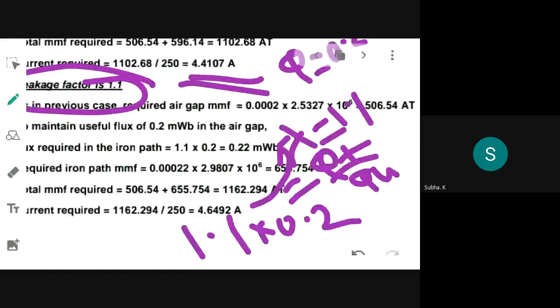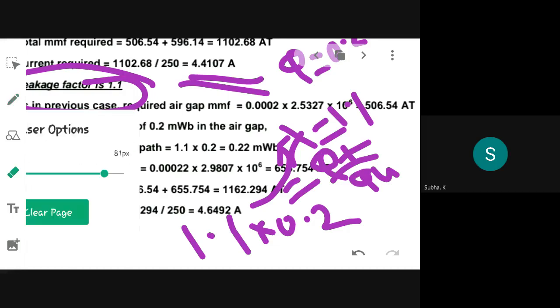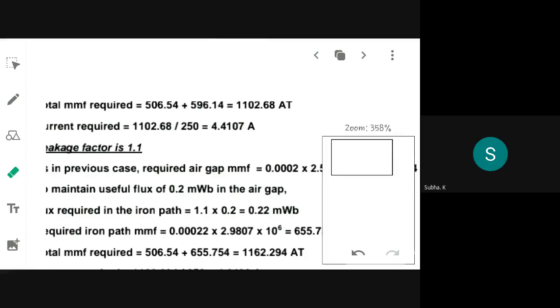You already found out the reluctance of the air gap that you have to retain. The only change you have to do is find out the fresh MMF for the iron path using this new flux. You cannot use 0.2 milliweber alone. You need to multiply 0.2 with 1.11. Then you substitute in the formula for MMF for iron path. Then, as usual procedure, you have to proceed. Tell me the answer for this case.